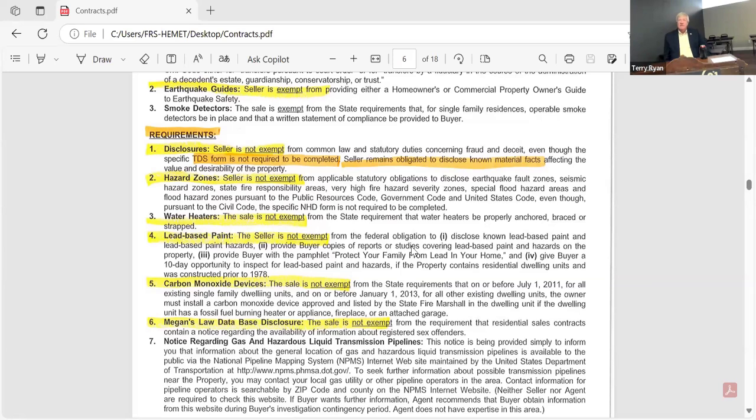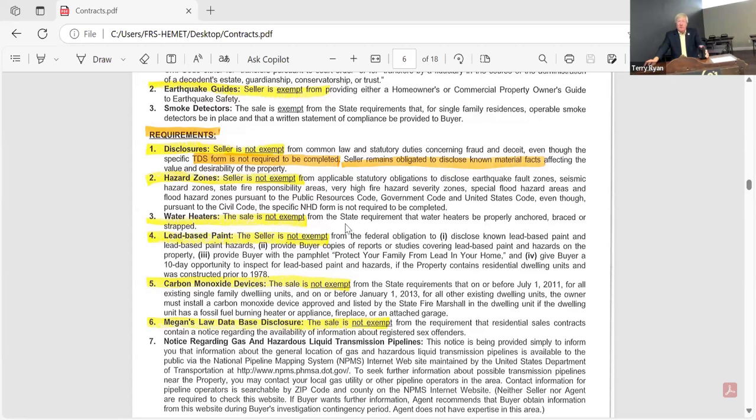But then down here, it says that you are obligated to disclose earthquake fault zone, seismic hazard zone, state fire responsibility areas, very high fire, special flood, and flood hazard zone. So you have to provide them, even though the specific NHD form is not required. Now, I don't know how people know all of those things unless they have the NHD. So my thought would be that you need to move ahead on the NHD, even though it's not required.